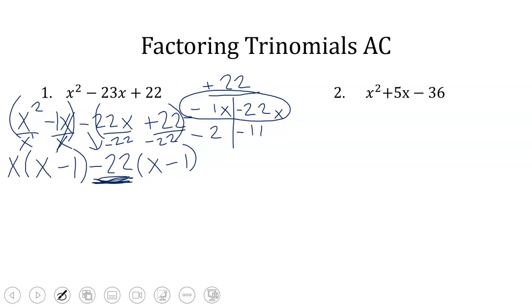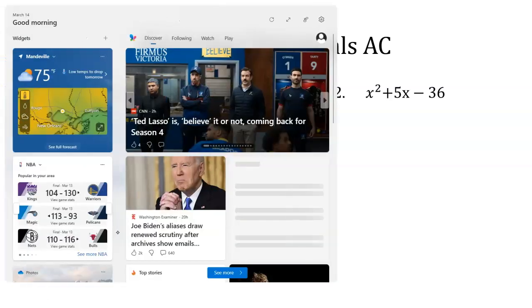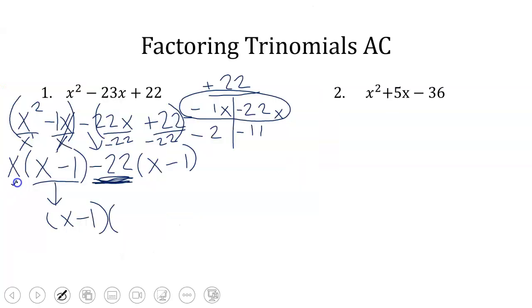All right, now that our signs and our parentheses match, bring one of them down. We only need one. So x minus 1. And now for our second parentheses, you are going to combine your outside GCFs. So what was our first GCF? The x. What is our second GCF? Negative 22. And then that's your final answer.